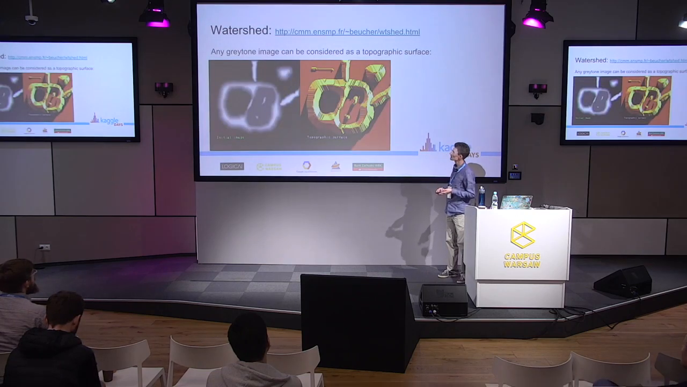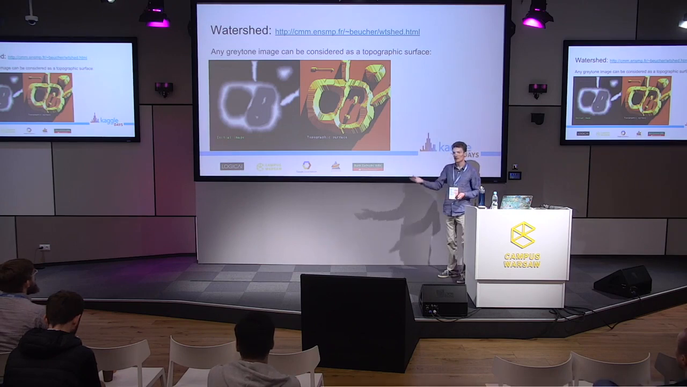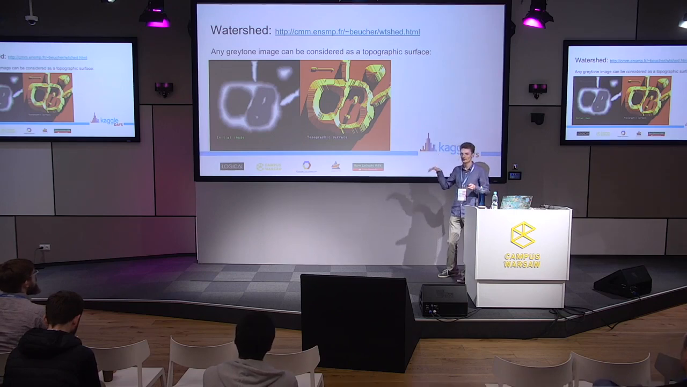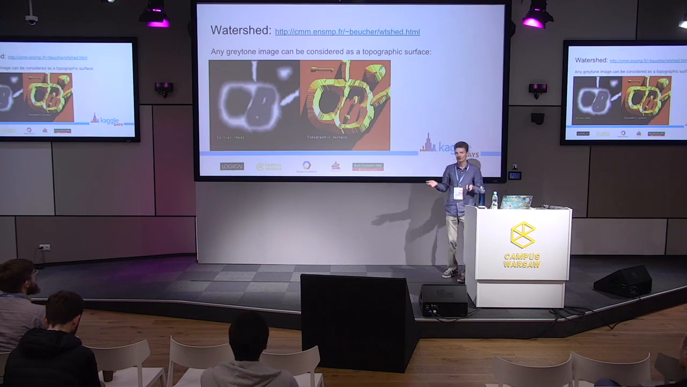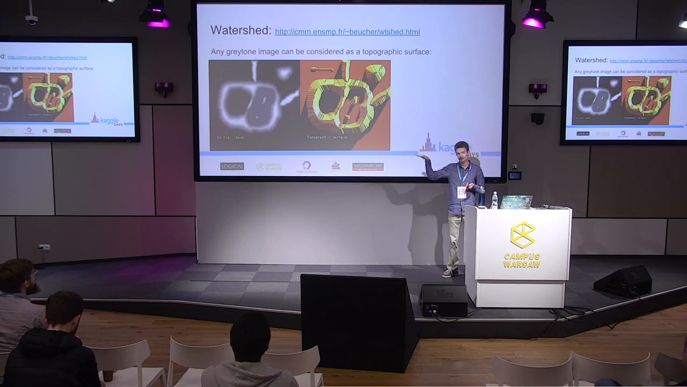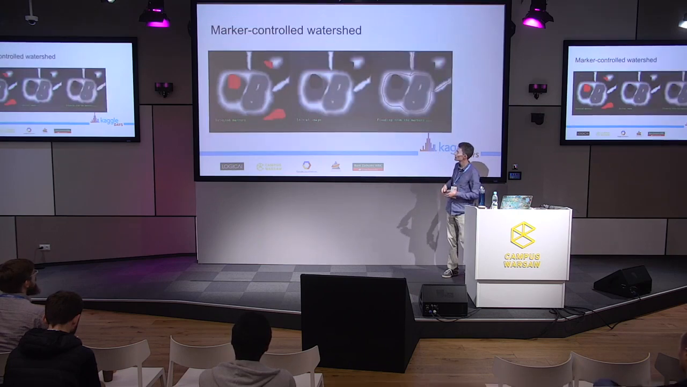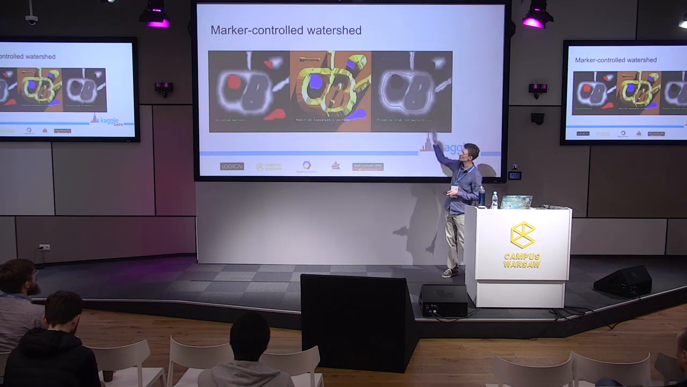So this is how it looks. This link has a really intuitive explanation of it. Imagine that a mask is a kind of mountain surface with valleys and ridges. The idea of the watershed is that you flood this landscape with water, and you have ridges which separate different areas. And this is marker-controlled watershed.